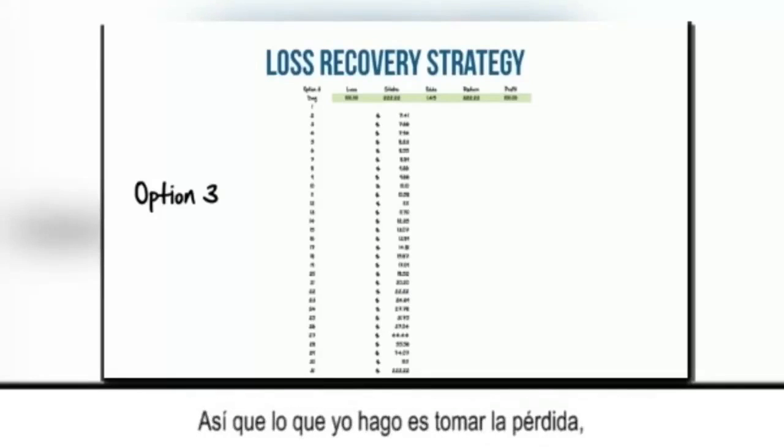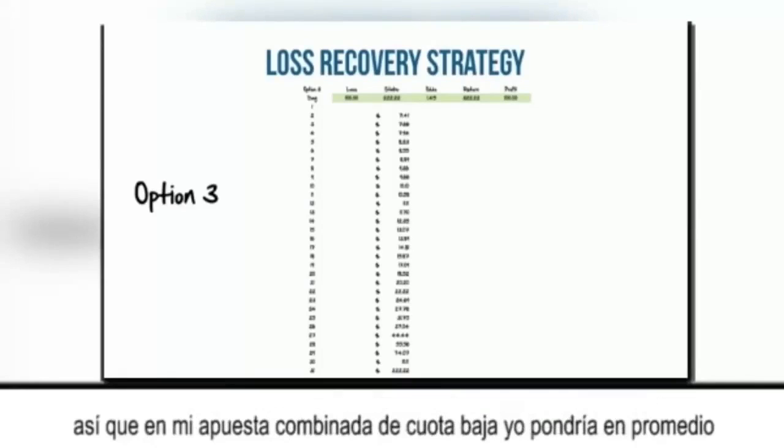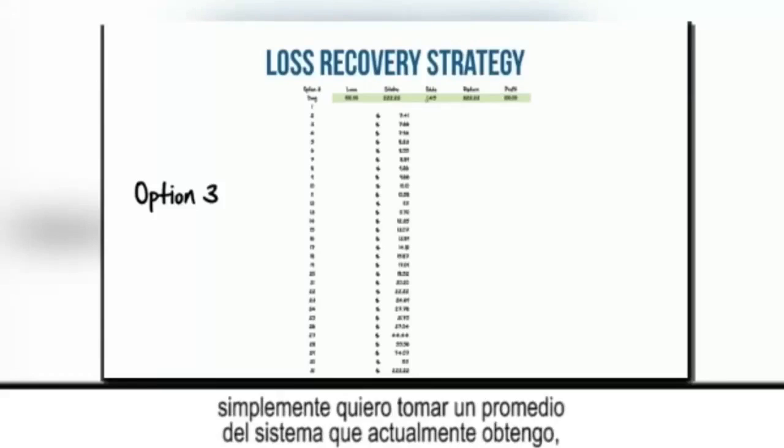So what I do is I take the loss, I calculate what the gross amount I would need to place as a bet to achieve that loss if it was in one single bet. So in my low odds calculated parlay, I've worked out that on average, and I don't need to go into absolute minute detail, I just want to take an average of the system, what I currently get.